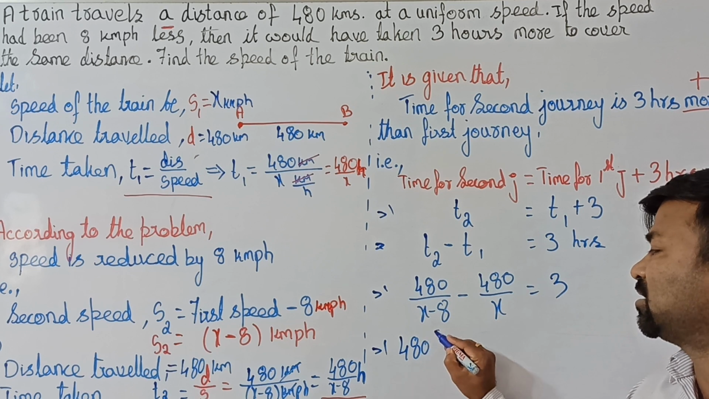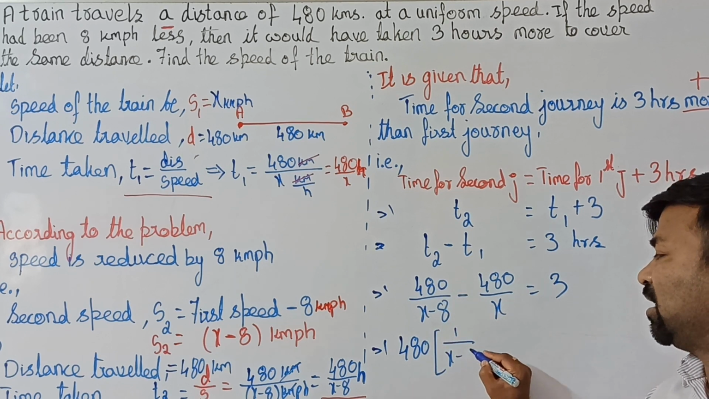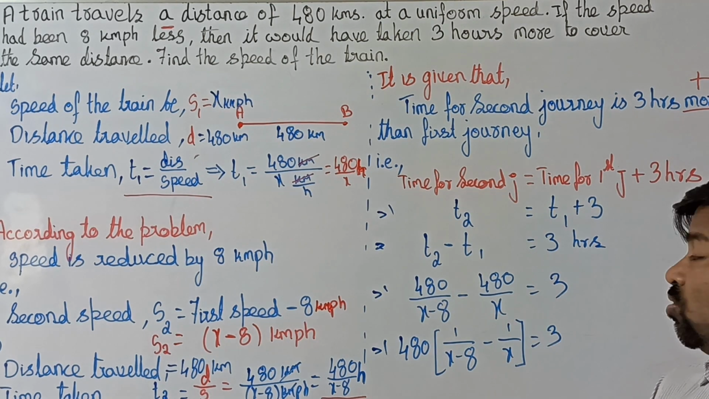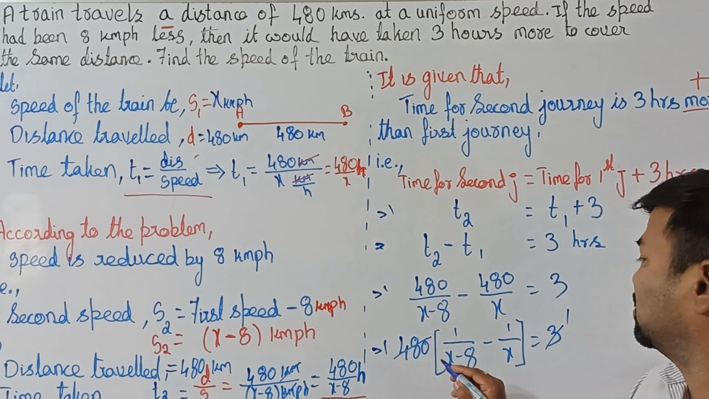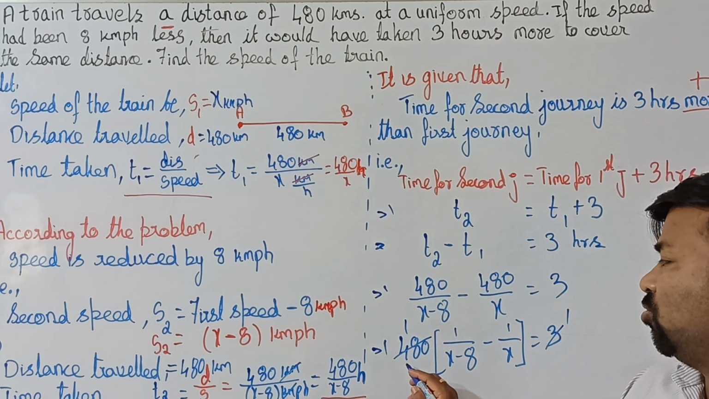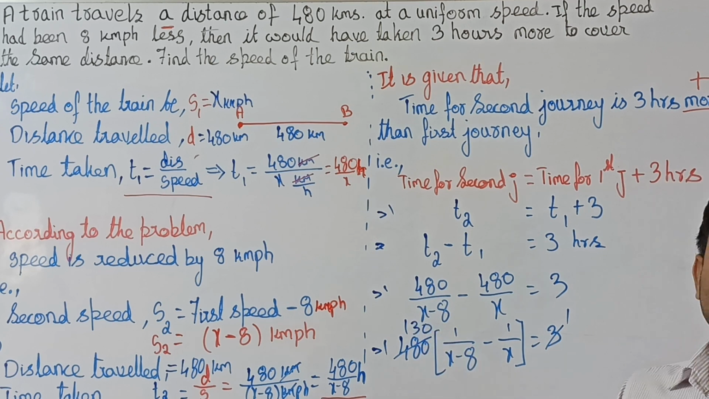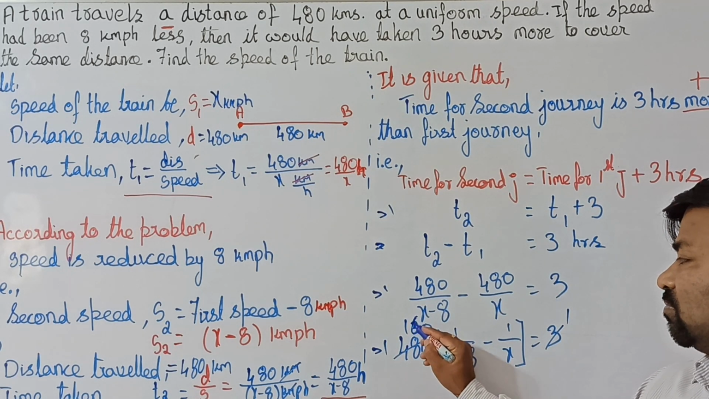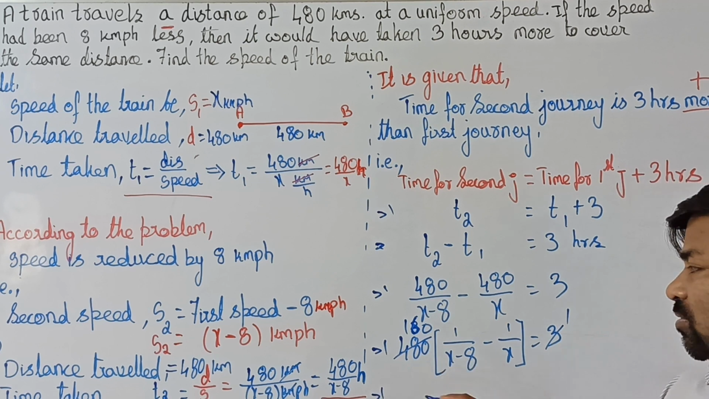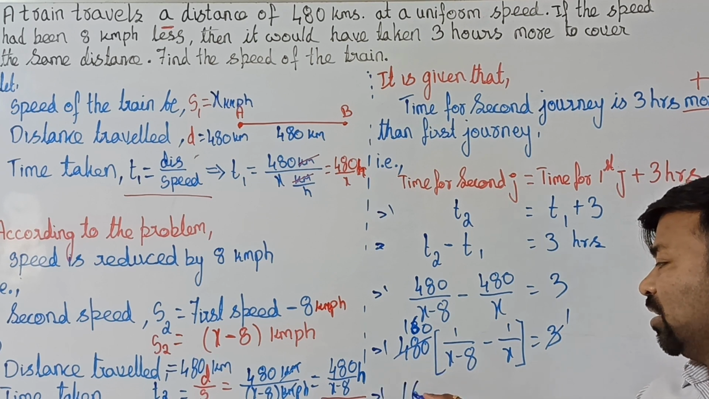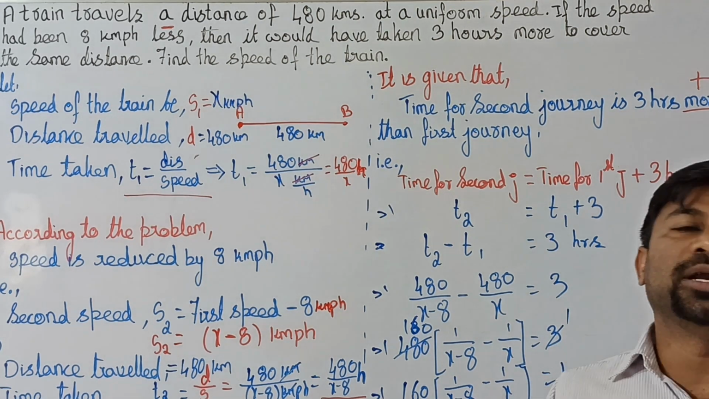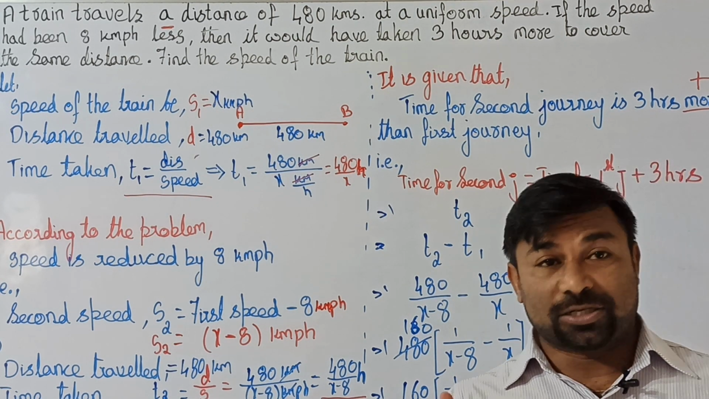If you take 480 as common, here we'll be getting 1 minus x minus 8 minus 1 by x equals 3. Now if you cancel this once, this is nothing but 3 ones, 3 and 0. It's 6, right? And it's 0. So plugging it in, 160 x minus 8 minus 1 by x is equal to 10. That's the relation we got.